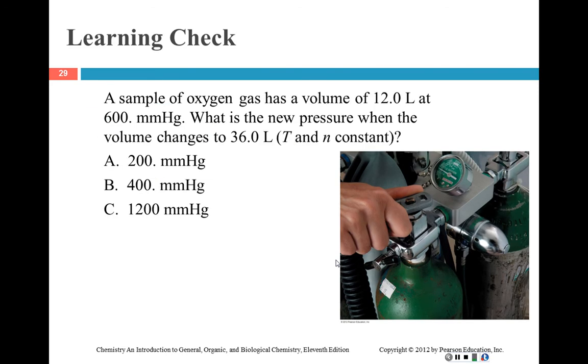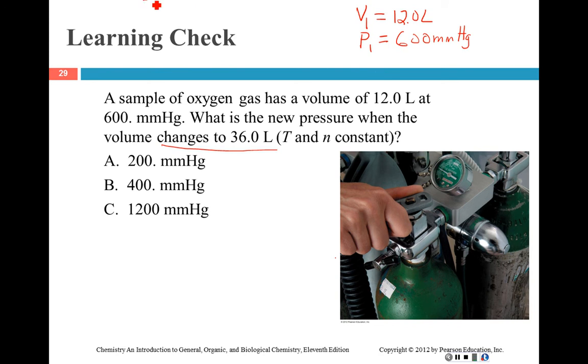Okay, so here's our problem. A sample of oxygen gas has a volume of 12 liters at 600 millimeters of mercury. What is the new pressure when the volume changes to 36 liters? And T and N are constant. Okay, so I'm going to take inventory up here. My first volume was 12.0 liters, and it was at an initial pressure of 600 millimeters of mercury. Okay, now notice, I can use the millimeters of mercury and everything as long as my units are the same, because these are going to be proportional.